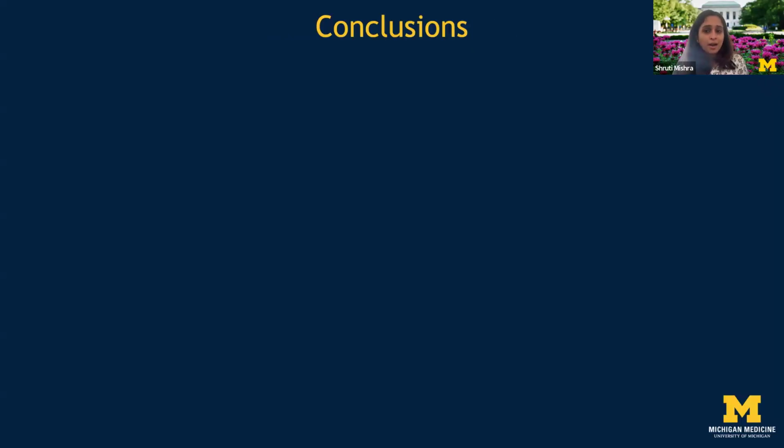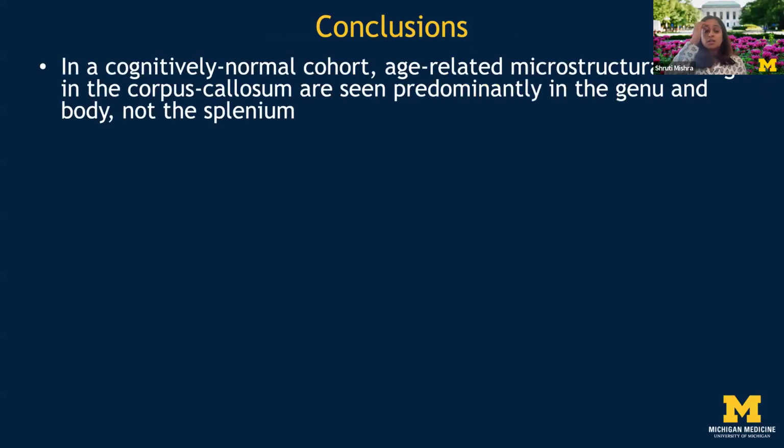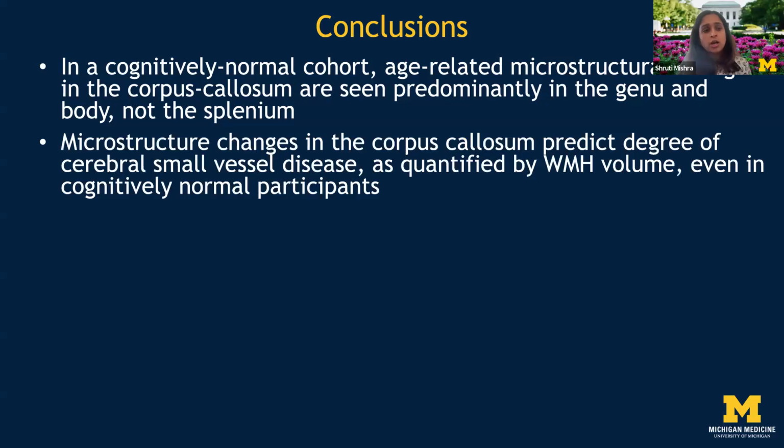And so with that, our conclusions preliminarily from the analyses we've done so far suggest that in our cognitively normal cohort, we're seeing age-related microstructural changes in the corpus callosum, predominantly in the genu and the body, not in the splenium. Again, I think this is consistent with the existing literature.